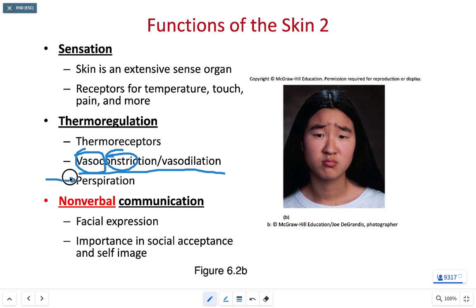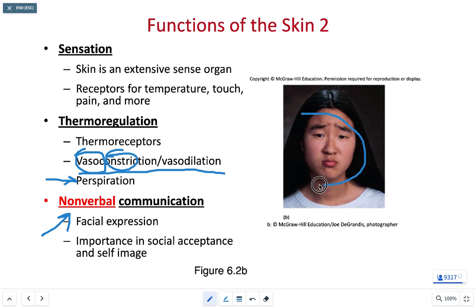We also have perspiration. When water is on our skin and the water goes from a liquid to a gas when it evaporates, there's the heat of vaporization. There's an energy expenditure associated with that evaporating of the water. And as the water evaporates, it's going to absorb heat energy from our skin, and that heat energy will dissipate with the steam. And then we also have a lot of nonverbal communication.